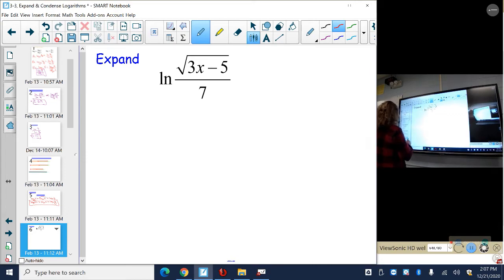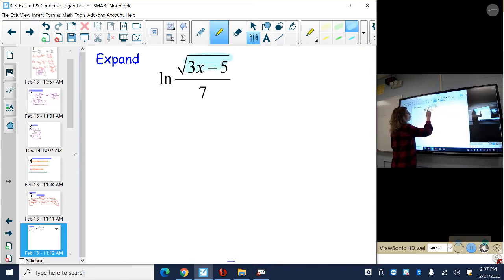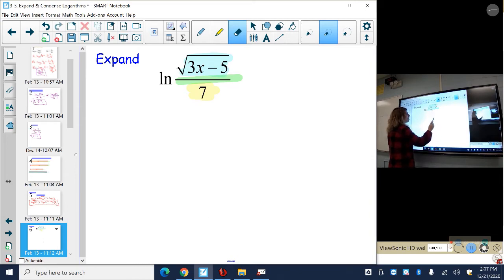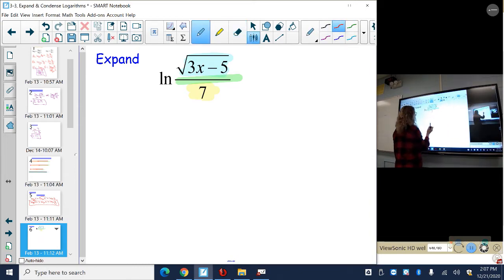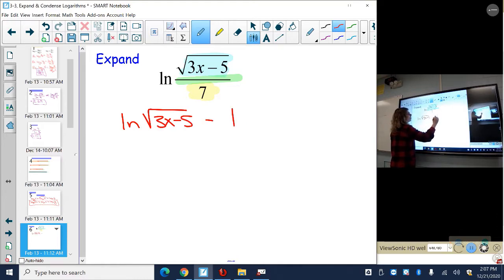So what your brain should see is that you should see a numerator, you should see a divider, and then you should see the denominator. So those are kind of three things that I need your brain to see. So with that being said, the very first thing I see is division, which means in log world, subtraction.